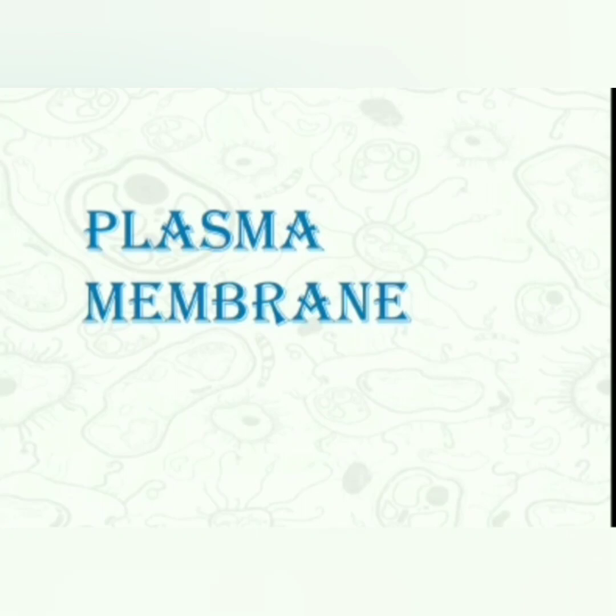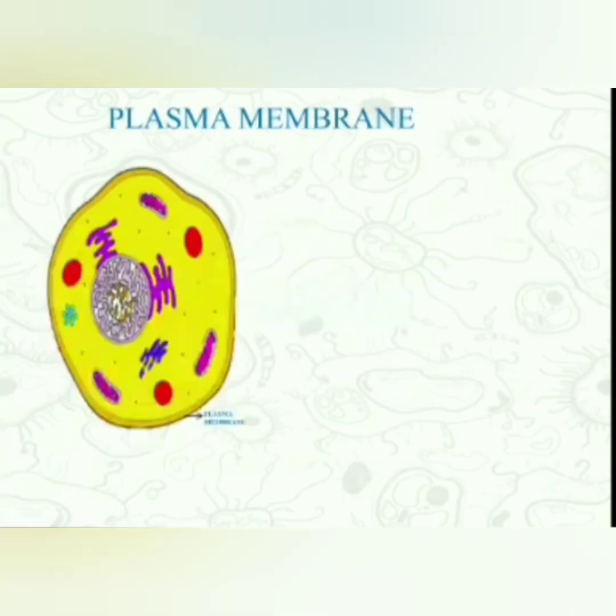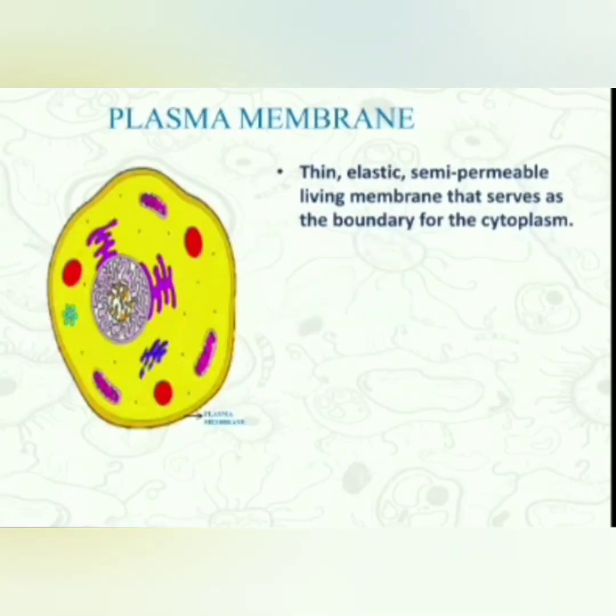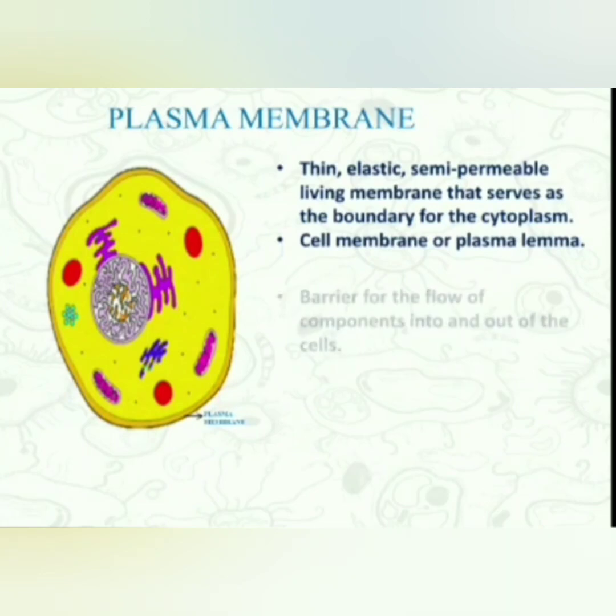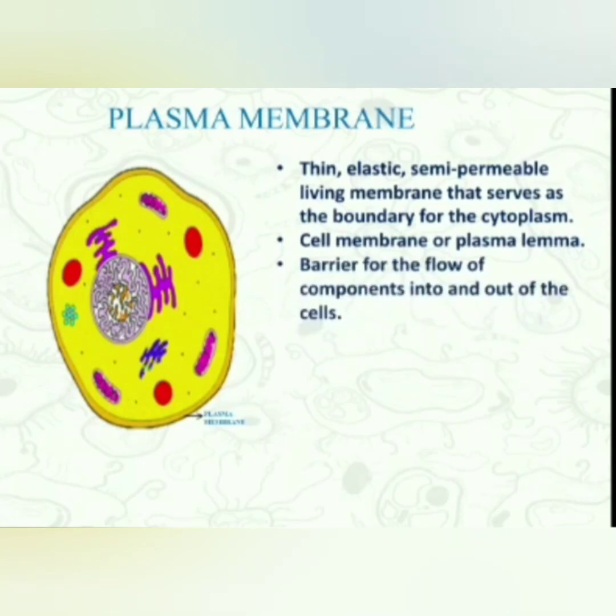We are going to discuss about plasma membrane. It may be defined as thin, elastic, semi-permeable living membrane that serves as the boundary for the cytoplasm. This is otherwise called as cell membrane or plasma lemma. It serves as the barrier for the flow of components into and out of the cells.